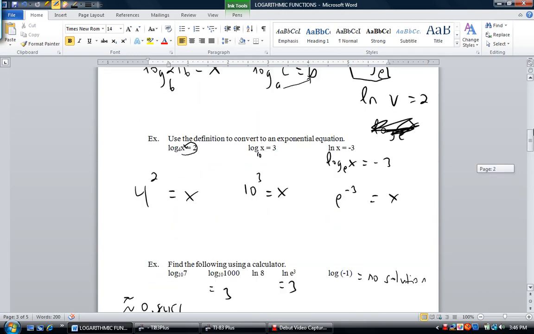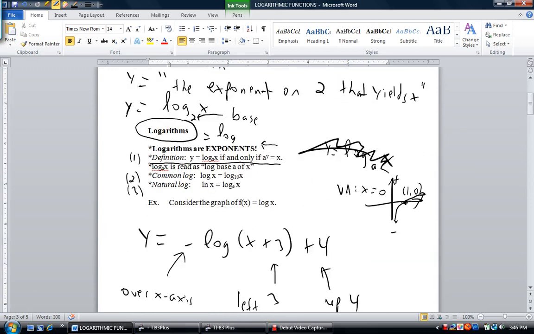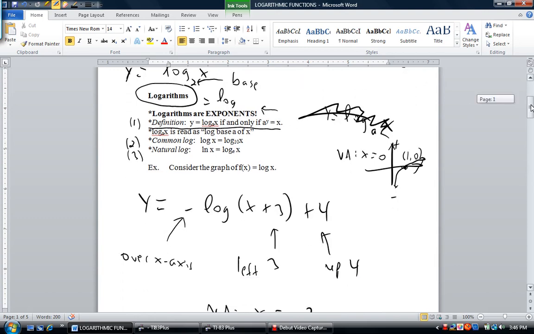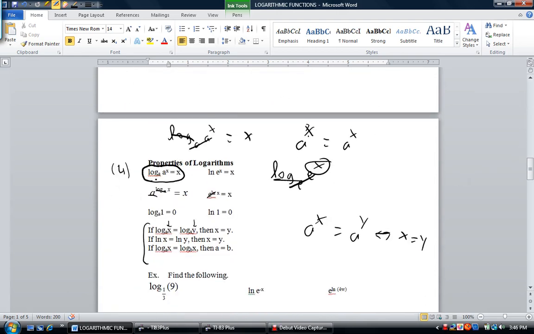So you have 4 things that you have to know, no matter what. Definition, which basically says that logs are exponents. Common and natural log are all on your calculator. You gotta know those, but use your calculator to help you out. And then, if the base of the log and the base of the exponent are the same, it always equals the exponent.